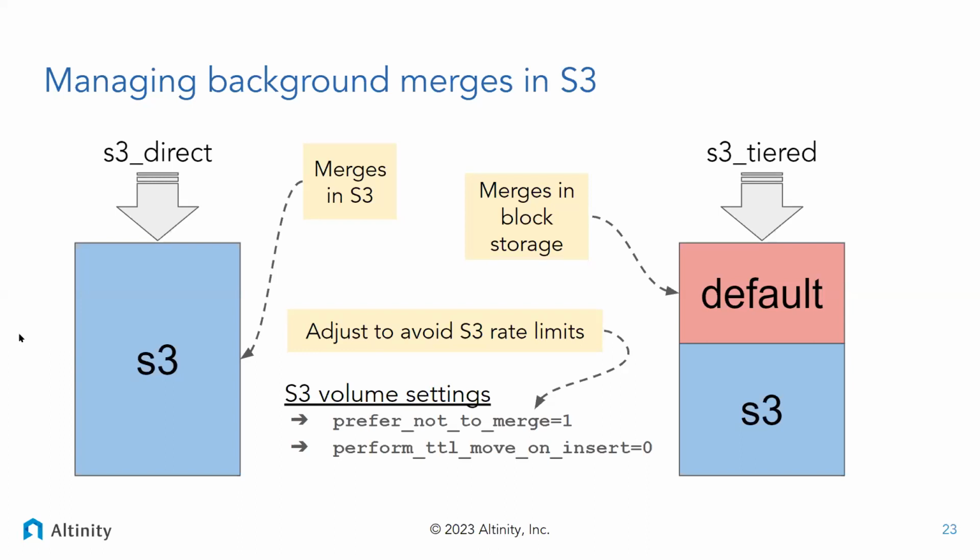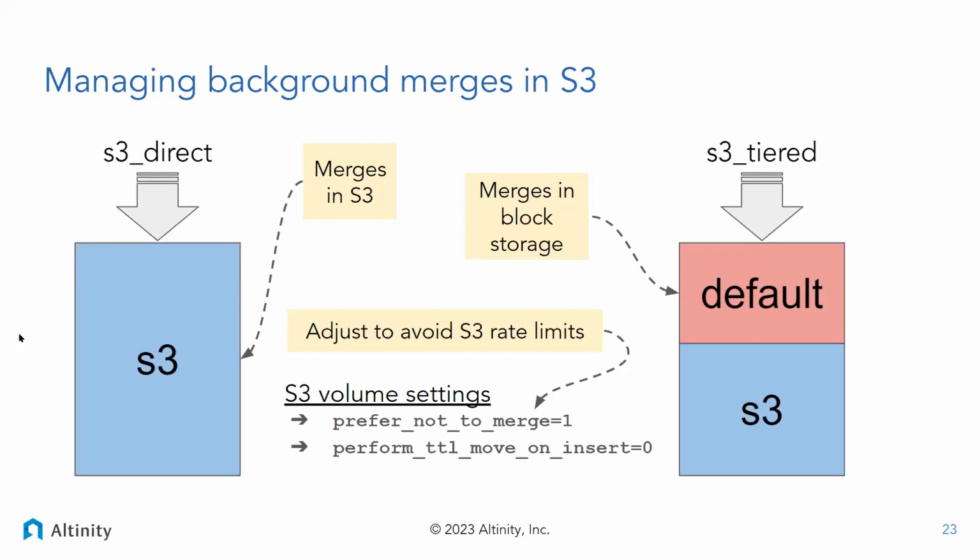In fact, there are two important volume settings on your S3 volume that you want to pay attention to. One is what we call prefer not to merge, which says once we're in S3, don't do background merges. Unless you're forced to by deleting data, there's no particular reason to do it automatically. The other thing we do is set perform TTL move on insert to 0.